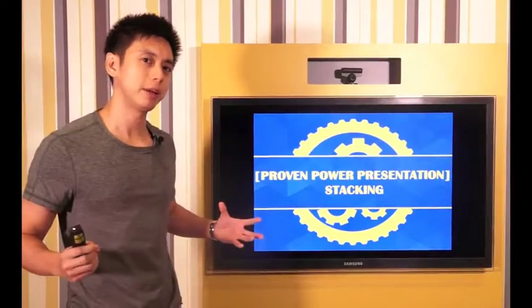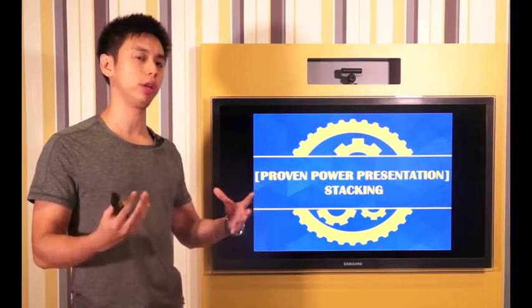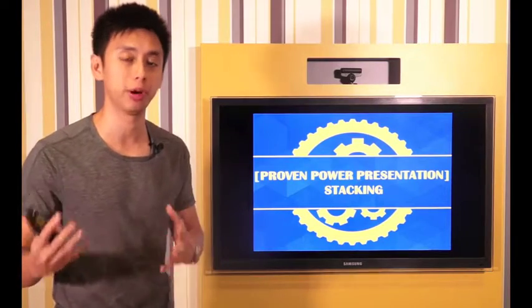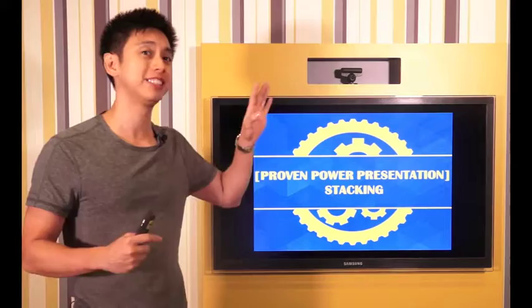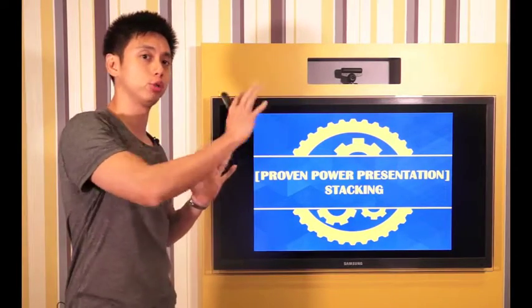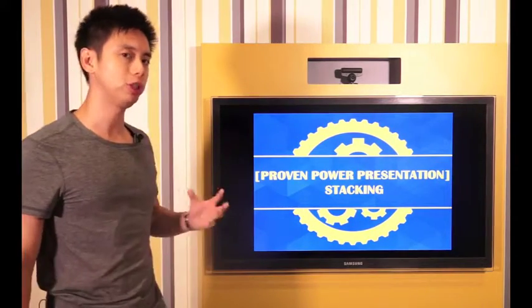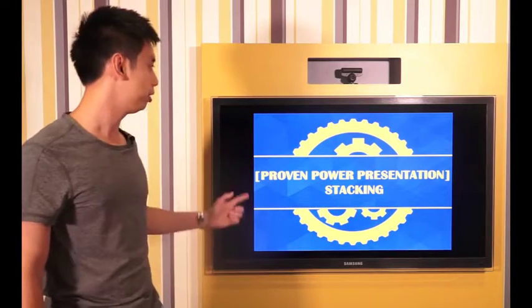All right, so this is the part on stacking, which is really the third part of Proven Power presentations, which is where you talk about your product and you're actually stacking your offer together. So this is where you want to think about 3 to 5 different things for your offer, and here's how it works.